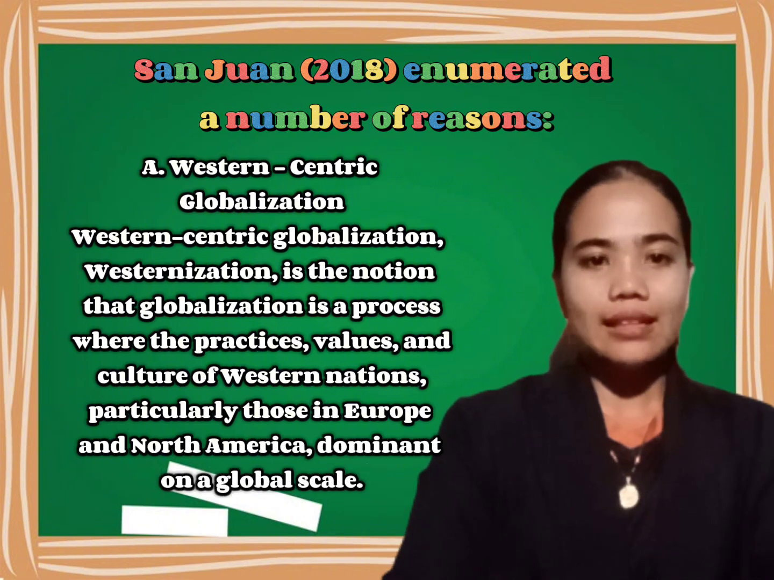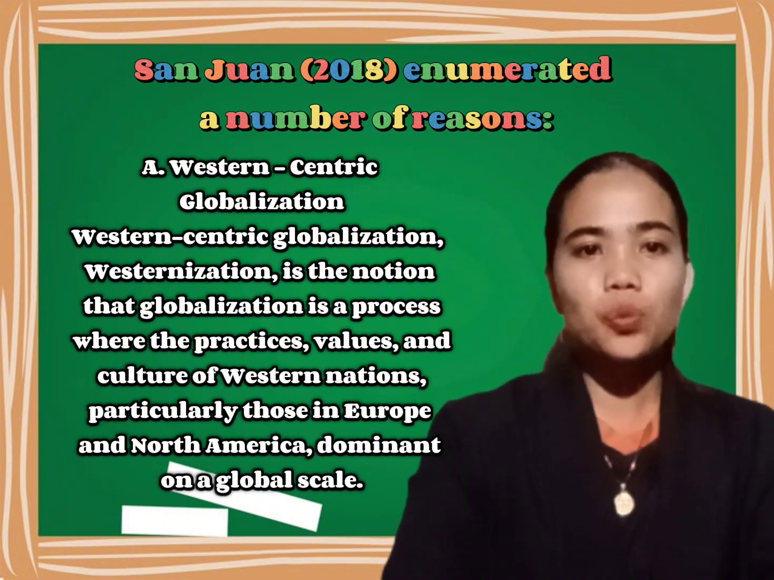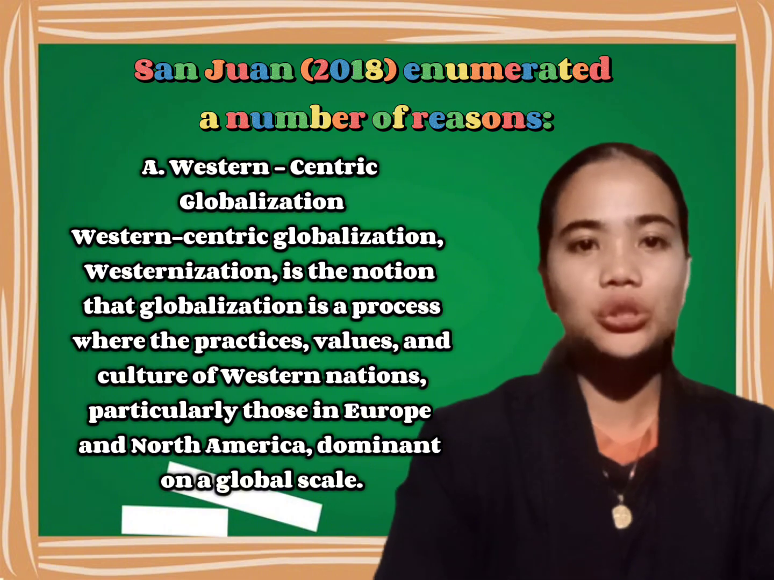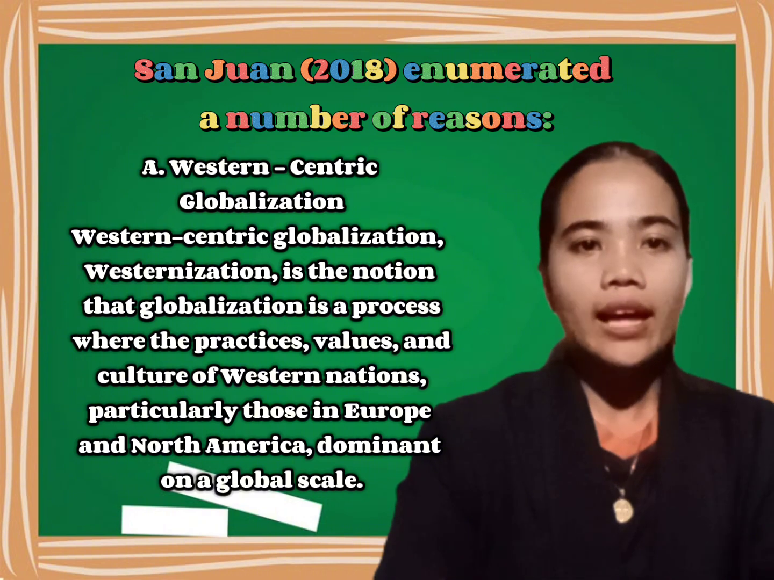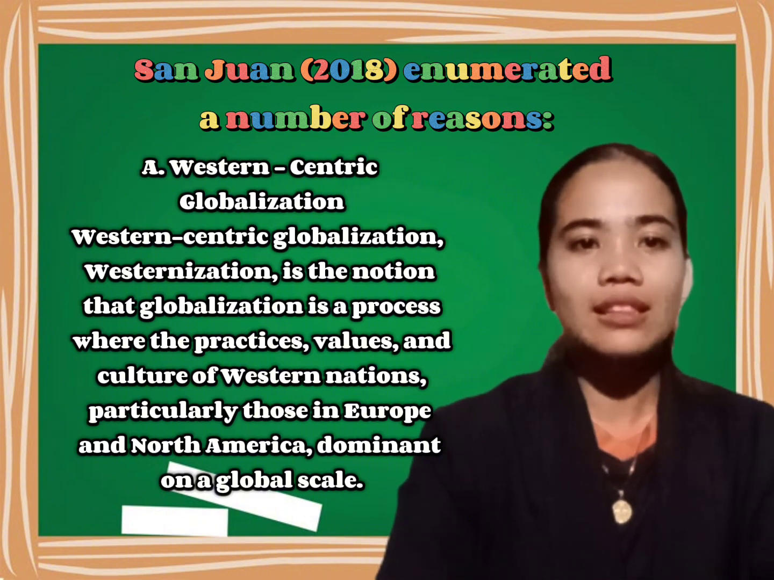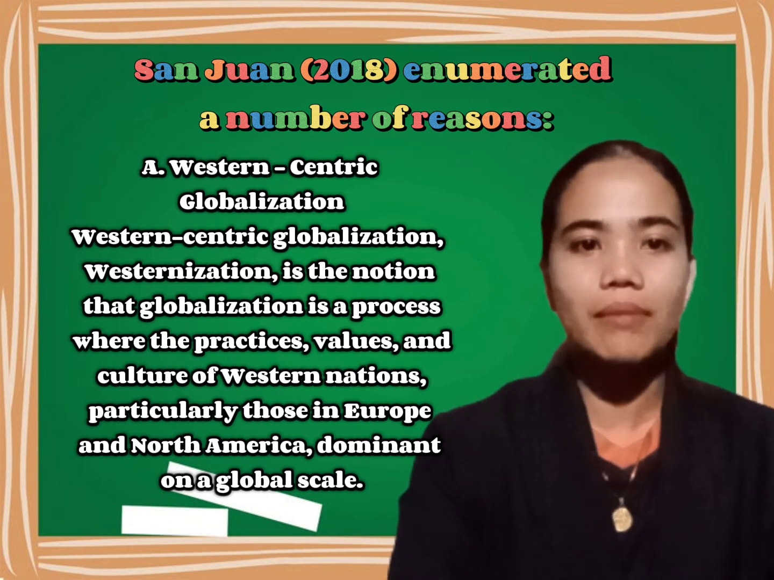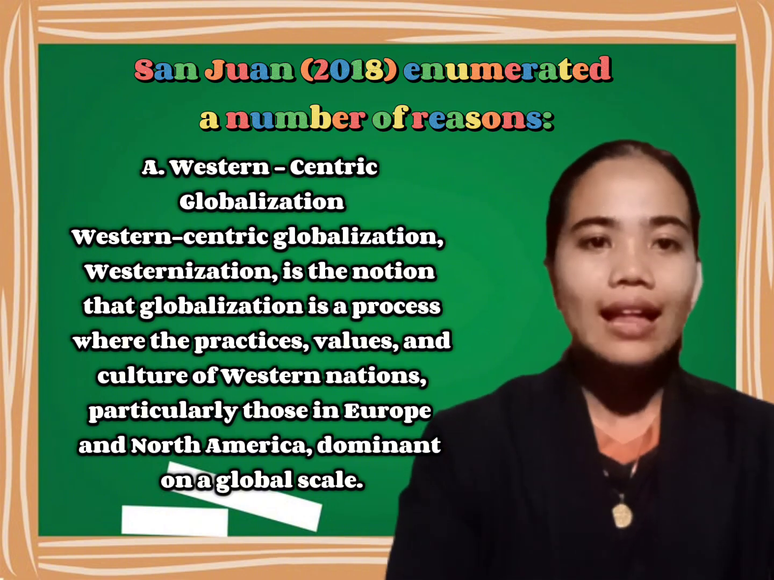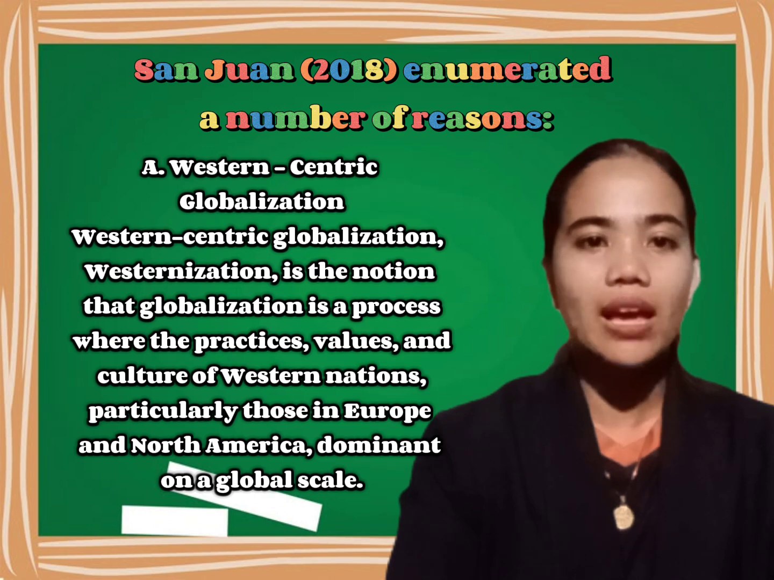San Juan 2018 enumerated a number of reasons. The first one is Western-centric globalization or Westernization. It is the notion that globalization is a process where the practices, values, and culture of Western nations, particularly those in Europe and North America, become dominant on a global scale. Here, they focus on the practices, values, and culture, and they preserve them. They treasure the way they practice, the way they act, and their values. All of that influences them in every aspect. And it is very important to them that they have good governance and a good environment, so that they have better nations.